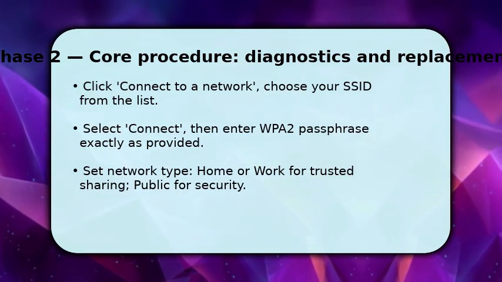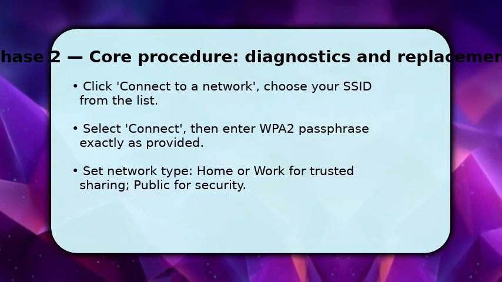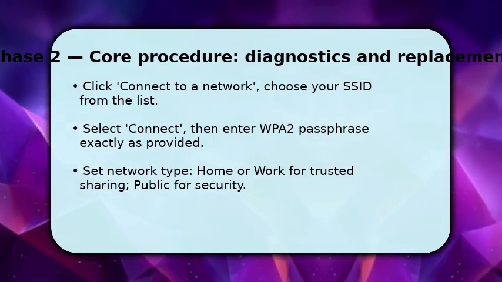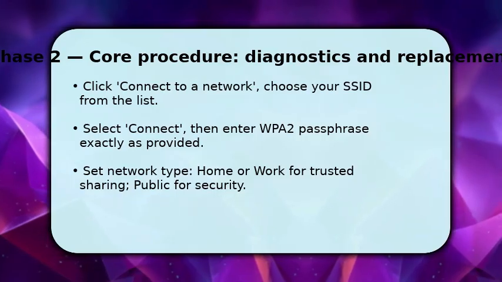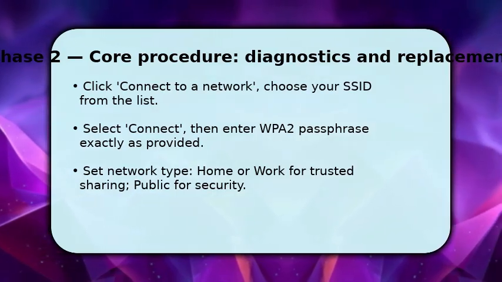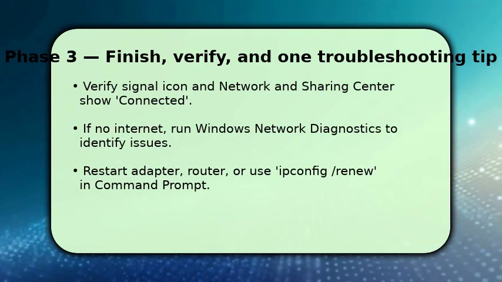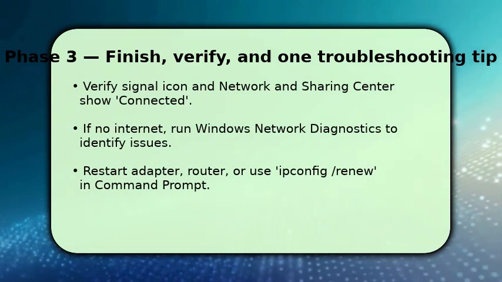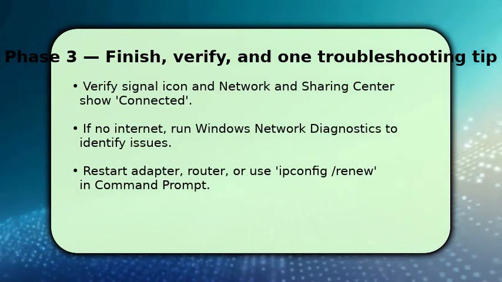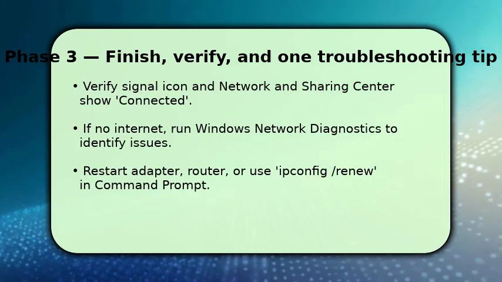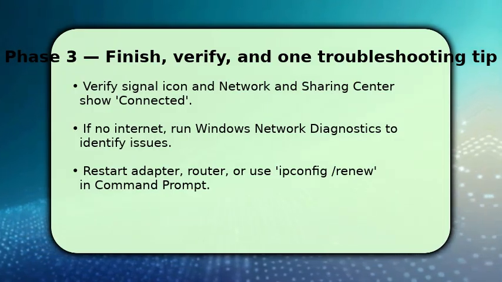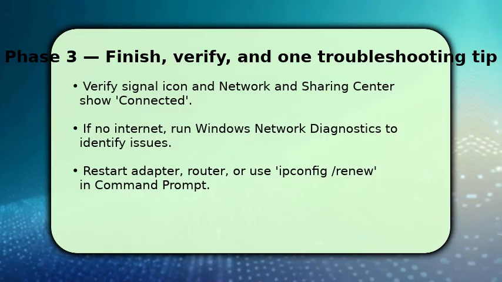If prompted about network location, pick Home or Work for trusted sharing, otherwise pick Public to limit visibility. This configures both connection and trust level, so services behave as expected. Finish by confirming the signal icon and Network and Sharing Center read connected. Then open a browser to test internet access, because a link can be local without routing outward.